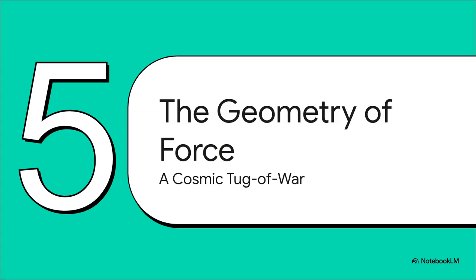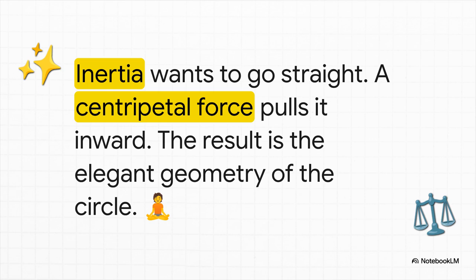So as we zoom back out, you can start to see that this isn't just a collection of equations. It's a story. It's the story of how a few basic principles can combine to create one of the most common and, frankly, most beautiful forms of motion in the whole universe. At its very heart, circular motion is the result of a battle. You have inertia, which wants an object to go straight. Then you have a centripetal force pulling it inward. And the result of this constant tug-of-war is the elegant, perfect geometry of a circle. It's a powerful reminder that even the most complex movements are governed by simple, profound rules.